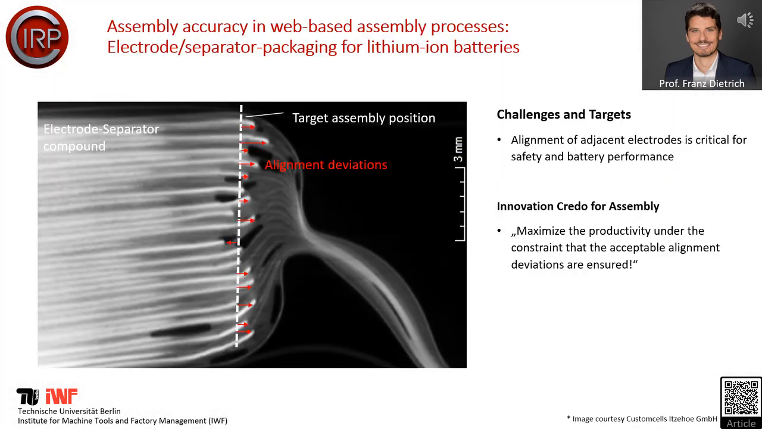Inside a lithium-ion battery, the deviation of the electrodes with respect to the target assembly position is a crucial property of this battery in terms of functionality and safety. In industry, the target is not to bring this down to 0, but to bring it to an acceptable level and then improve and maximize the productivity for this kind of acceptable misplacement.